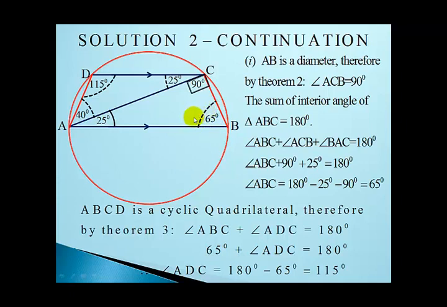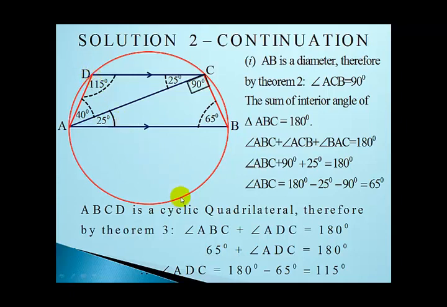Now, we are asked to calculate the angle ADC. After calculation, ADC, the angle at D, will give us 115. But let's see how we had the 115. We know that ABCD is a cyclic quadrilateral. That is a quadrilateral within a circle.